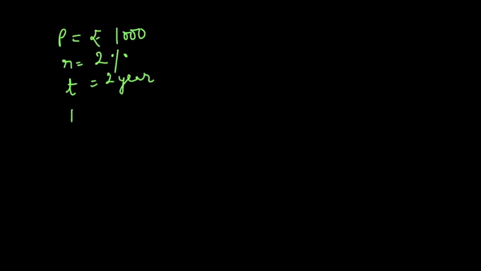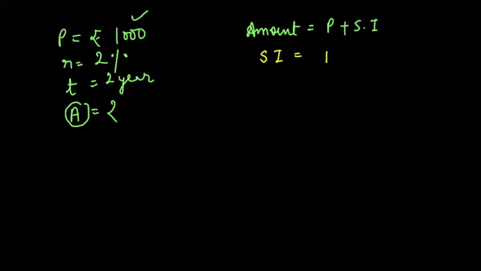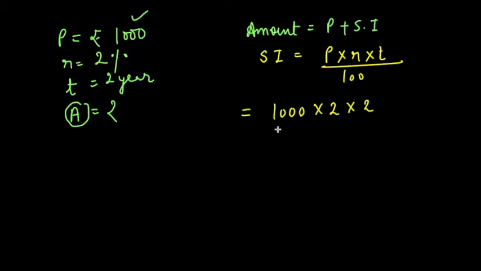Let's see this with one example. Suppose the principal amount, the amount taken from the bank, is rupees 1000. The rate is 2% for a period of 2 years, and we have to calculate the amount. Amount means the money which you have to return to the bank. Now the formula for amount is principal plus simple interest. Principal is already given, so first we have to calculate the simple interest. Simple interest is P into R into T upon 100. So principal is 1000, rate is 2, period is 2, upon 100.